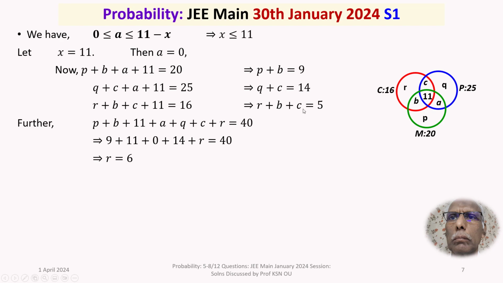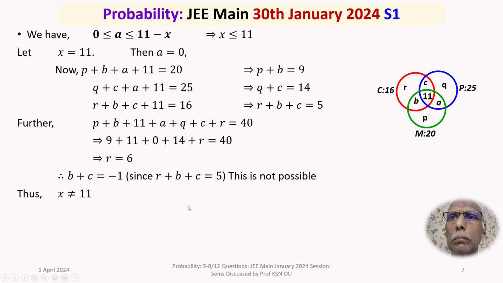Then what do you get? B plus C will be minus 1. So B plus C is equal to minus 1, because R plus B plus C is 5. But B plus C is minus 1. This is not possible. B and C, whatever numbers they are, are greater than or equal to 0. They can't be negative. So when you add, you can't get a negative value. This is not possible. That means your assumption that X is equal to 11 is not true. So X is not 11.